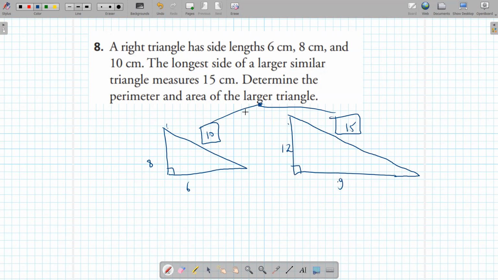It says find the area of the larger triangle. You can either do 12 times 9 divided by 2, or if you want to use the scale factor approach, you can do 8 times 6 divided by 2 times 1.5 squared, and they will both be exactly the same.